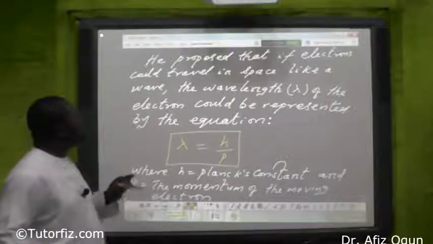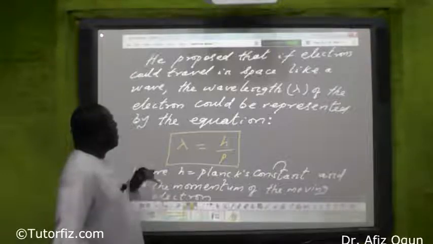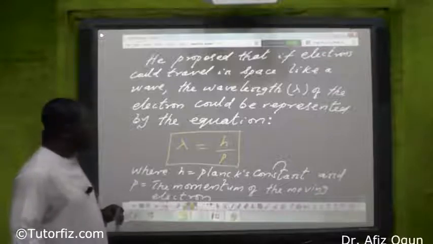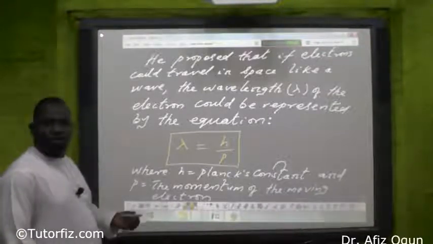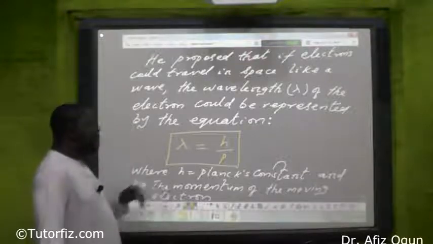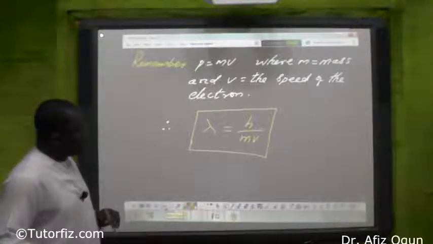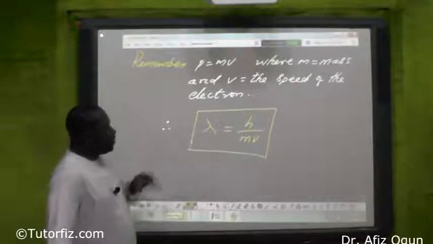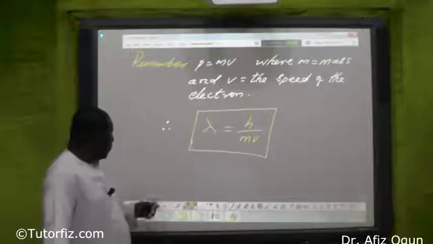He proposed that if electrons could travel in space like a wave, the wavelength lambda of the electron could be represented by this equation: lambda equals h over p, where h is Planck's constant. We should know the value and it will always be given to you in your exam, and p is the momentum of the moving electron. From there we remember that p equals mv, where m is the mass and v is the speed of the electron. So we have the final equation like this. Write this also.